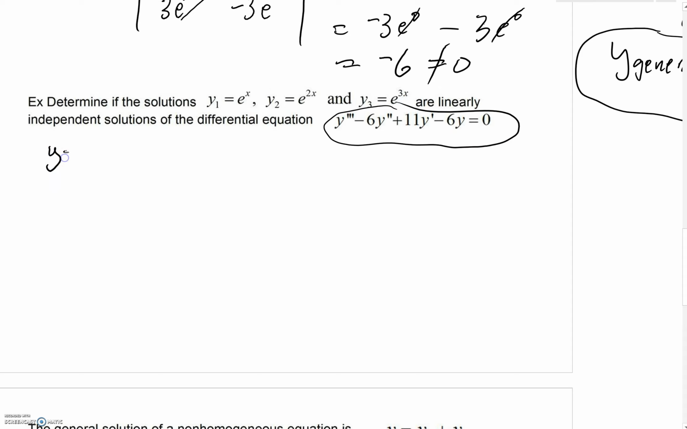Well, I'll tell you what, we've got e to the x. Because we have a 3, we're going to make a 3 by 3 Wronskian. y prime is e to the x. Y double prime is going to be e to the x. That works out rather nicely, doesn't it?